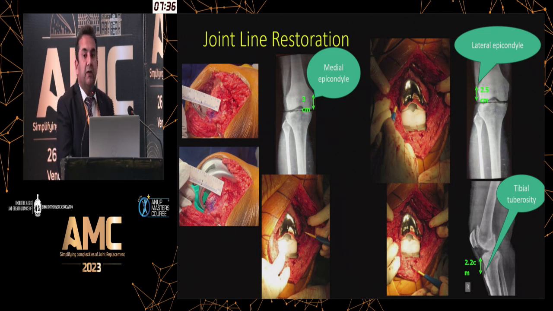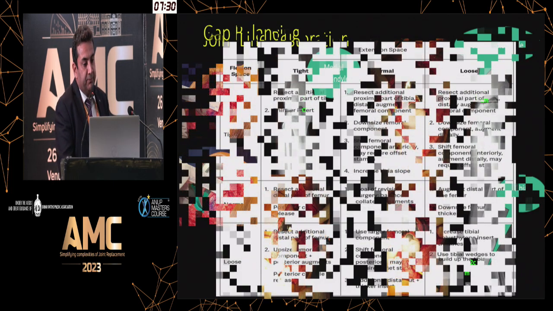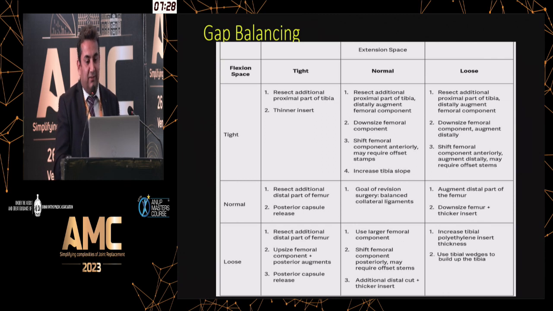Another thing which can help you out in joint line restoration is actually your residual medial meniscus in the revision cases. Gap balancing, there is a whole flow chart for that, but the basic thing you need to understand is that the tibial cut affects both flexion and extension, and the distal femoral cut affects the extension.